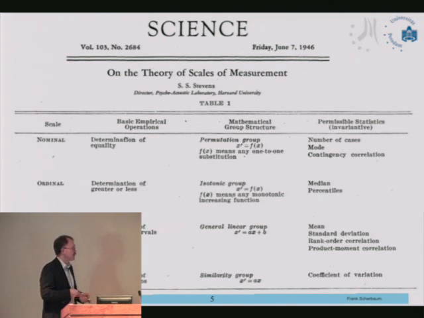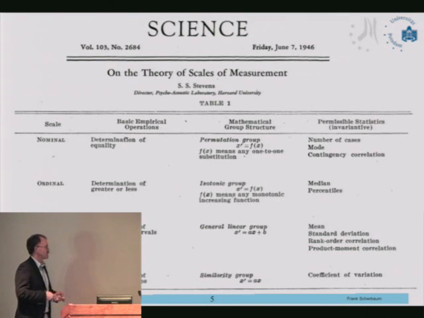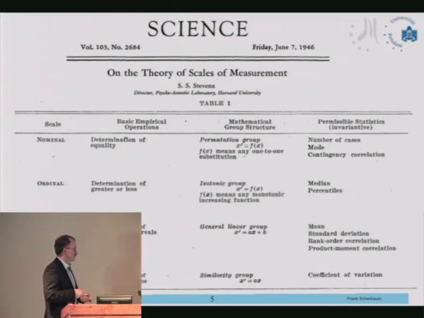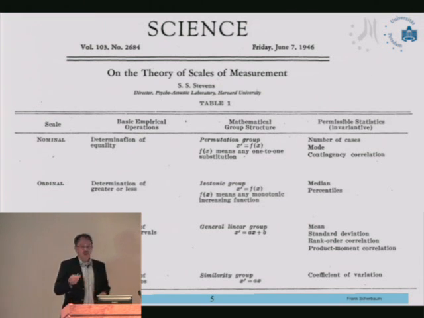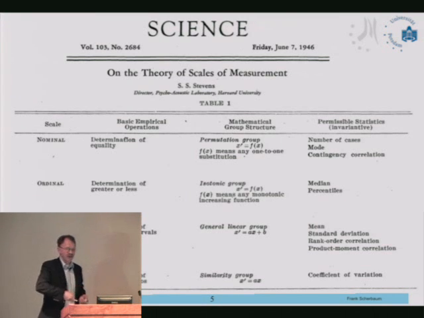For example, the temperature scale in Celsius or Fahrenheit is an interval scale, and the highest scale is a ratio scale where even ratios have a meaning. For example, the weight scale. We can say somebody is twice as heavy as somebody else.